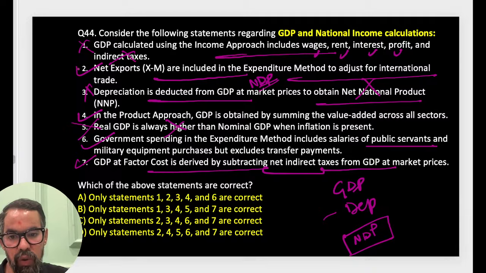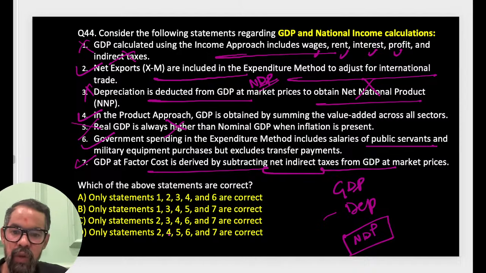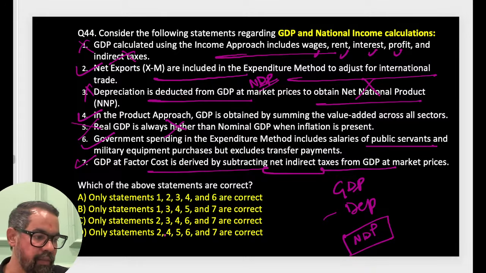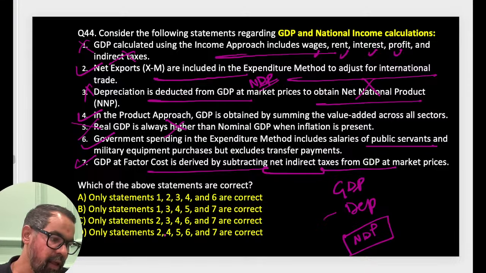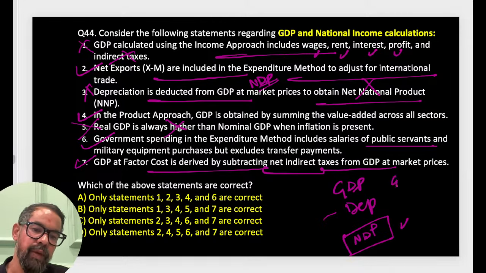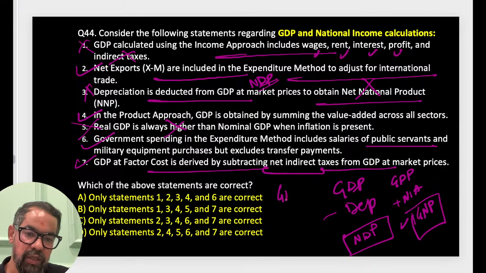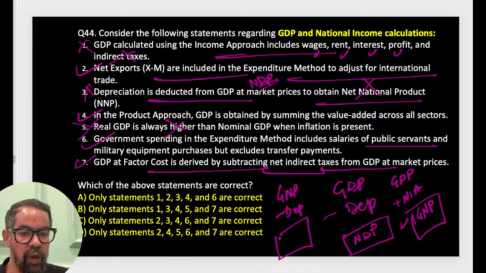Okay, so 2, 4, 6, 7. Something is wrong in the question and answer. 2, 4, 6, 7, yes, there is an issue. It should be that GDP minus depreciation is NDP. See, we have GDP, when we add net income from abroad, it is GNP, gross national product. When we subtract depreciation from GNP, it is equal to net national product.